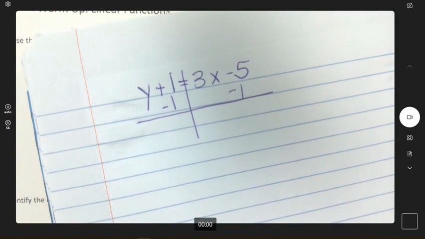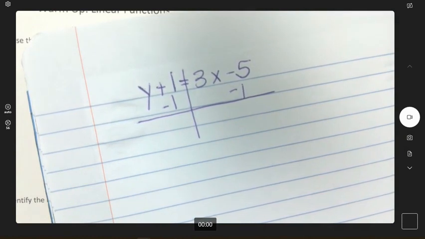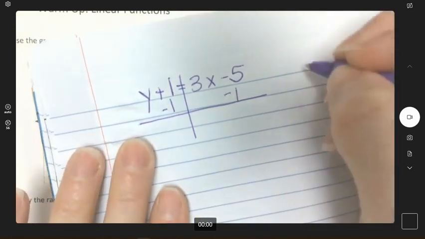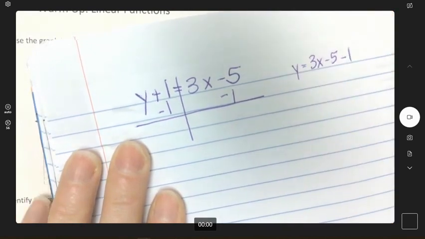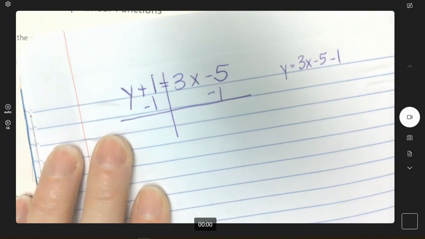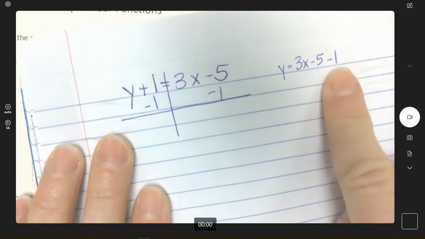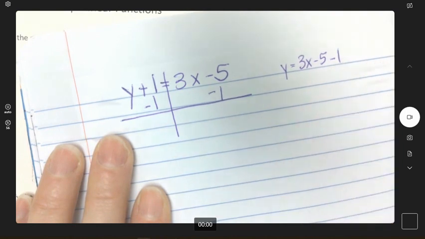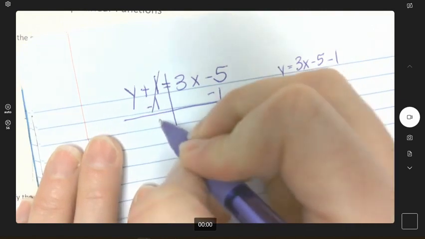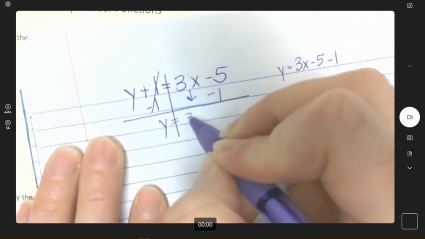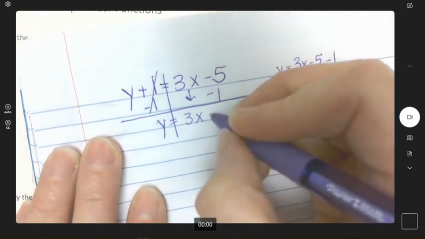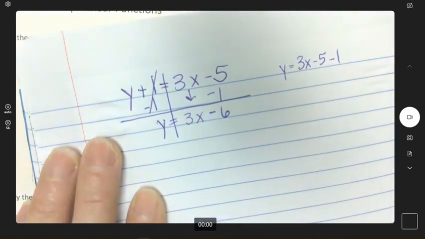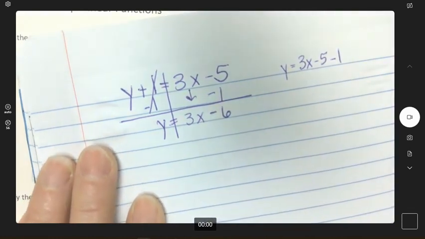Okay, the deal is you don't have to solve it out in order to put it into Desmos and see your equation. You can put it in exactly like that in Desmos, and it'll graph it for you and give you everything you need to know. You can also go ahead and simplify it. So we'll just carry down the 3x. Then we'll do negative 5 minus 1. And we know that that's negative 6. So now you can point out what the slope is, what the y-intercept is.